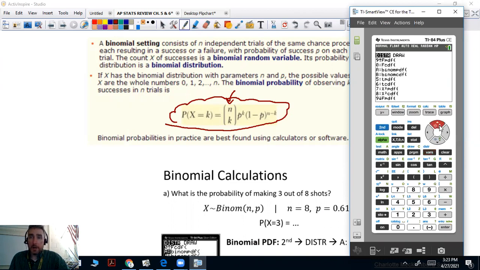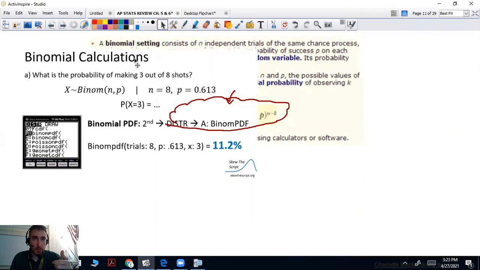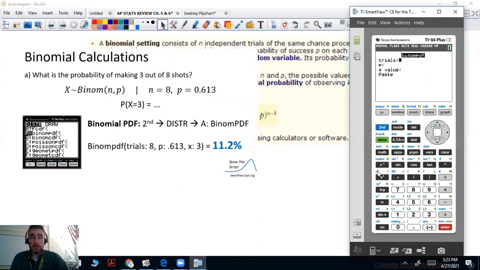So you're going to go to 2nd VARS, binomial PDF. And if this situation was, what's the probability he made 3 out of 8 shots? So your trials would be 8. Probability is 0.613, based off his previous information, the probability of getting it in the basket. And we want to know the probability of 3 out of 8. PDF, because we just want to know one value. And that's about 11.2%.